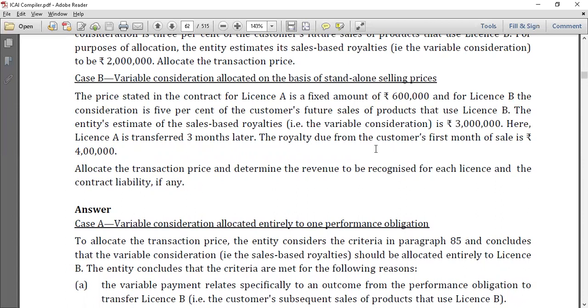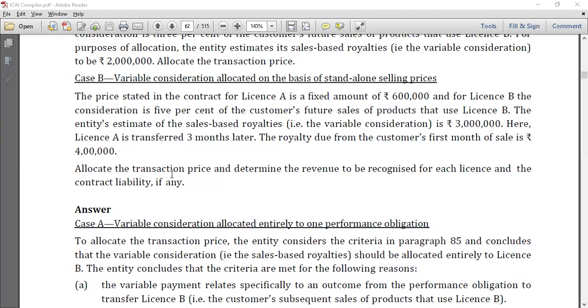So without going to the question, let's analyze this. First, the entity's fixed prices are not reflecting the standalone selling prices. For example, license A has a fixed price of 6 lakhs, and license B has 30 lakhs, which is 5% of future sales. So whenever you receive 4 lakhs from the first month's sale, you will allocate it based on the standalone selling prices that you already know. Whatever is recognized will be allocated in the ratio of 16 lakhs and 20 lakhs, because they are the standalone selling prices.